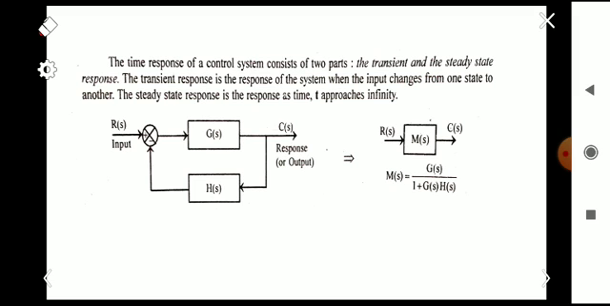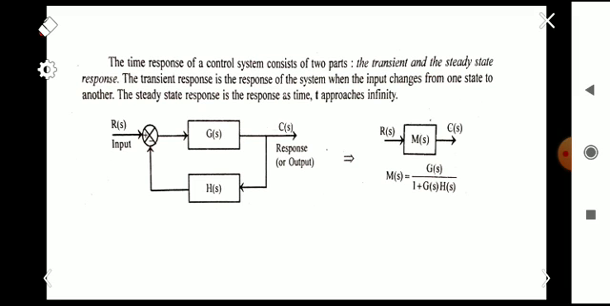Normally the time response of a control system consists of two parts that all of you must know about. That is, the transient response and the steady state response. Normally the transient response is the response of a system when the input changes from one state to another, that is the transition period. And the steady state response is the response as time t approaches infinity, that is after the transition period.